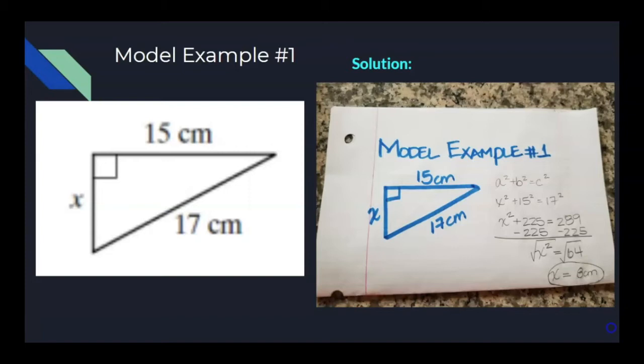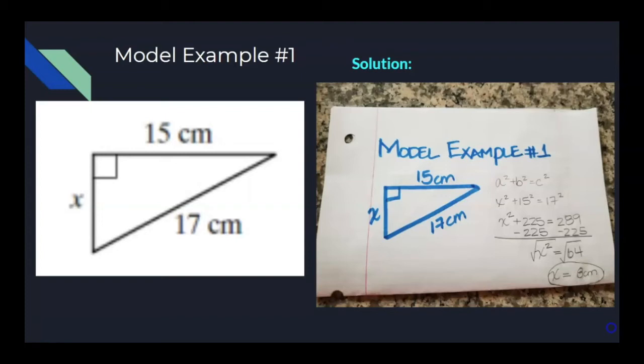The first thing I will do is write down my formula, just as she explained in the video. I will plug in my 15 for one of the legs. It can be A or B, it doesn't matter. C, however, is the hypotenuse and must be 17, as that is the slanted side. It's also the side across from the right angle.